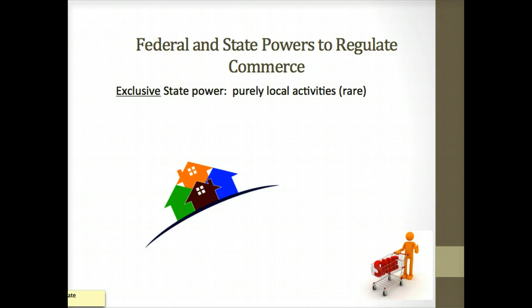So what is purely intrastate business? Almost nothing. On the slide, I say purely local activities are what are exclusively within the state's power to regulate. It is very rare. The picture that I put on the slide is a picture of housing. Housing or real estate is generally considered purely intrastate, even though we know that a lot of the activities are conducted using instrumentalities of interstate commerce like telephones and email and mail. It's still considered purely intrastate. But other than real estate, you really don't have anything else that's purely local. It would be very rare.